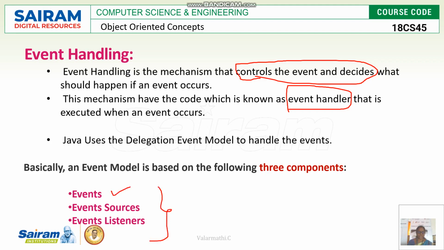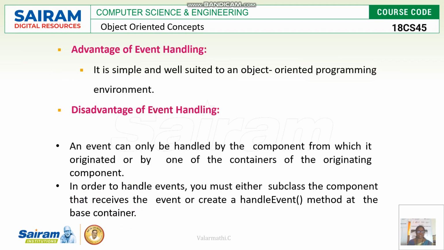Basically, the event model in Java programming has three important components. The first one is the events. The second is the event sources available and defined in Java packages, and the third is the event listener. So these three important components are involved in event handling.